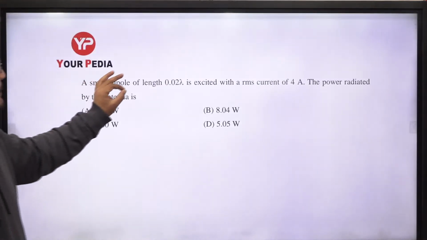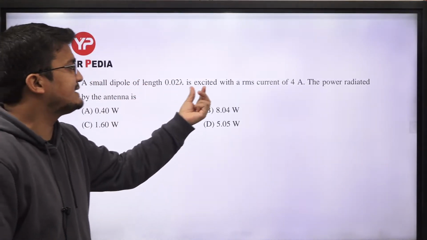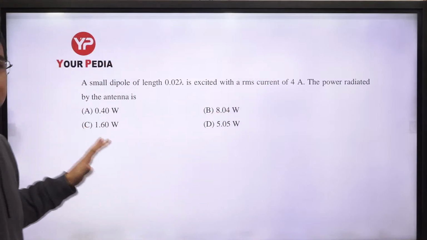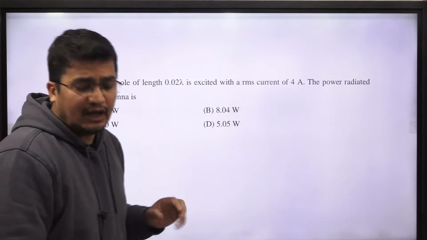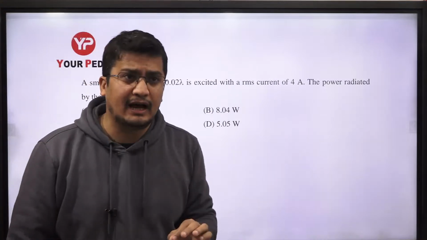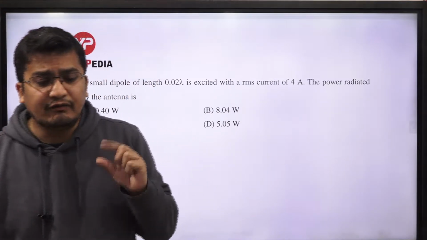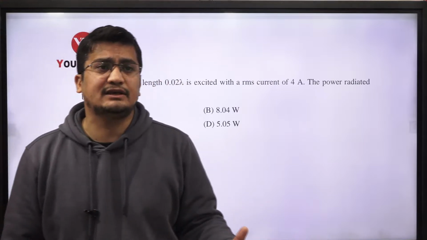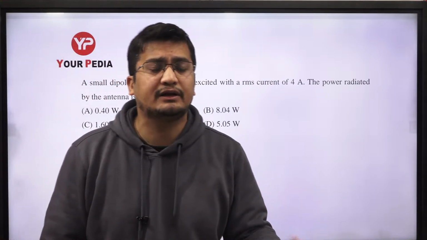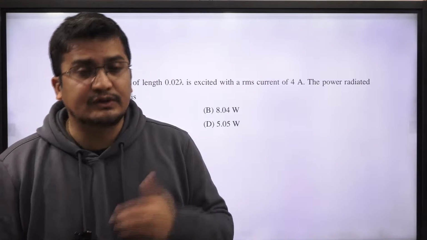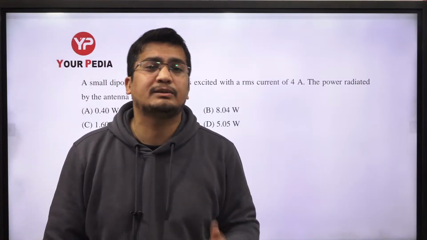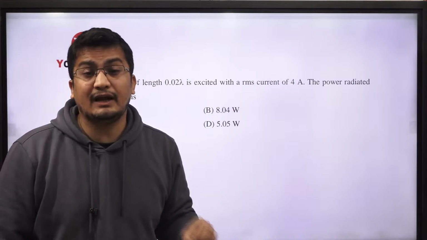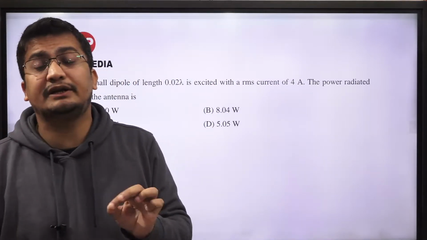A small dipole of length 0.02 lambda is excited with the RMS current of 4 ampere. The power radiated by the antenna is, 4 options were given in watt, and we know power is V square upon R, or I square into R. When we are calculating the power, because of the AC effect, the cause is alternating current, an oscillating charged particle radiating the electromagnetic wave, we need to consider the RMS value of the current and voltage. The RMS value of the current was given as 4 ampere, and I need R. R will be the radiation resistance.